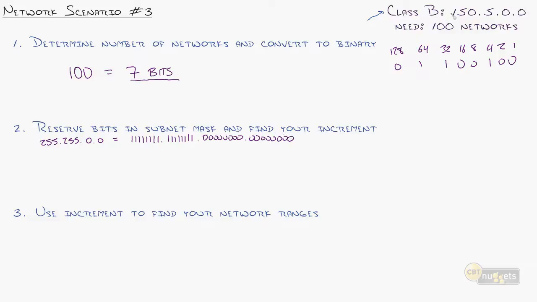That's where we started with this. So we have 150.5 that we're working with. So I'm looking. I can't get 100 networks with any less than 7 bits. And I remember that I'm after networks. I'm not after hosts per network. So those are the ones. I need more ones. How many of them? 7 of them. Now I'm going to start where the ones leave off.